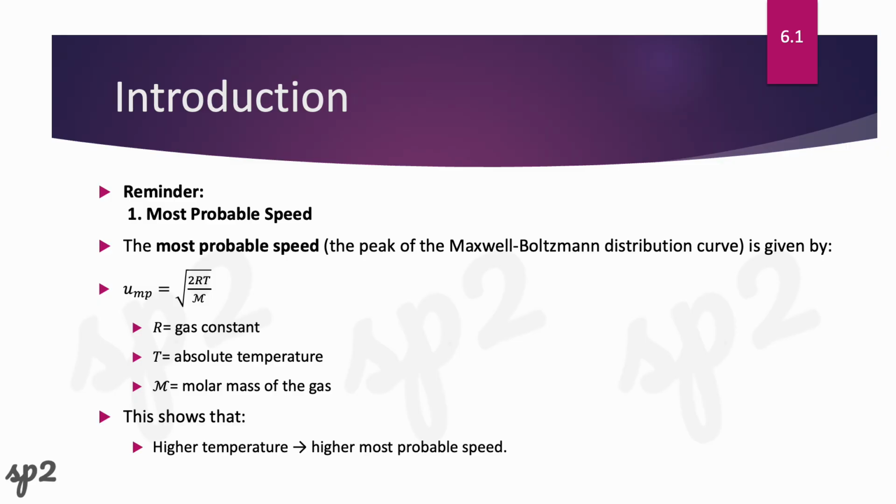Now, if you follow this equation, we can say that the higher the temperature is, the higher the most probable speed is. And that kind of makes sense because we have more kinetic energy. And the heavier the molecule is, the lower the most probable speed is going to be, right? Which also makes sense.